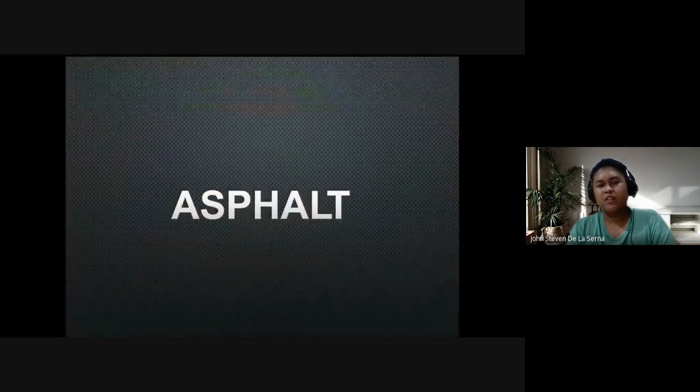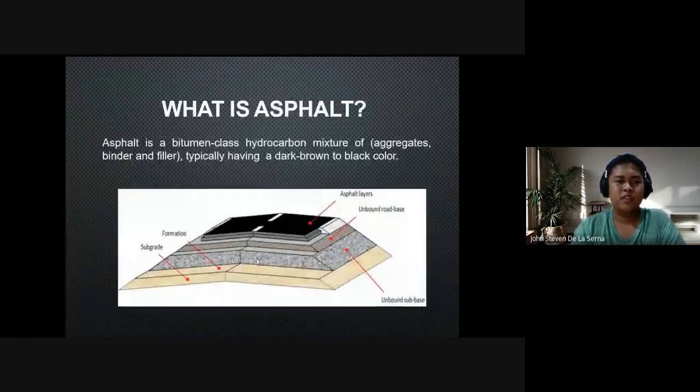So the next topic is about asphalt. So what is asphalt? Asphalt is a bituminous class hydrocarbon mixture of aggregates, binder, and filler, typically having a dark brown or black color. Hydrocarbon means the presence of carbon, and it is commonly found in our roads.